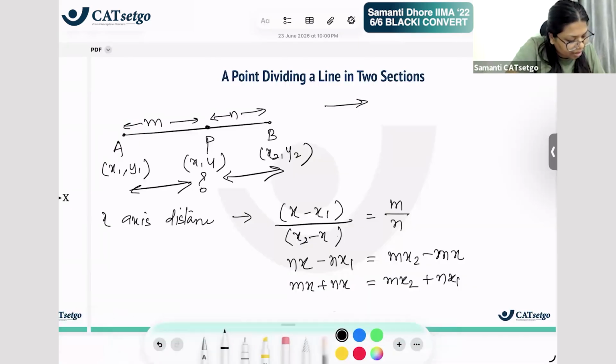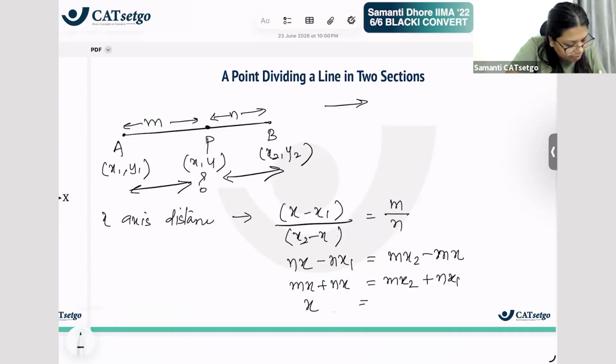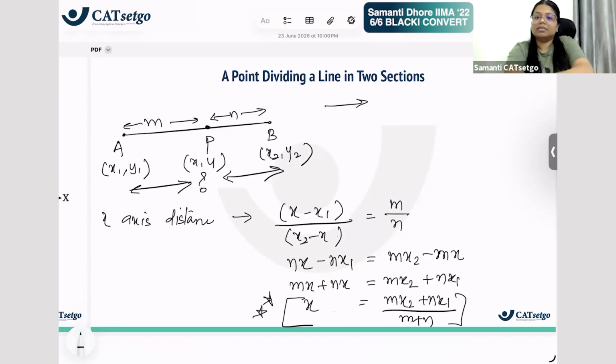See, x यहाँ पे common आ सकता है, right? So this x will be common. It will be equal to mx2 plus nx1 divided by m plus n. Yes or no? Did we get this? We got this by understanding the distances only. Similarly, you can do it using y-axis as well. So this is where the formula of this point will come.